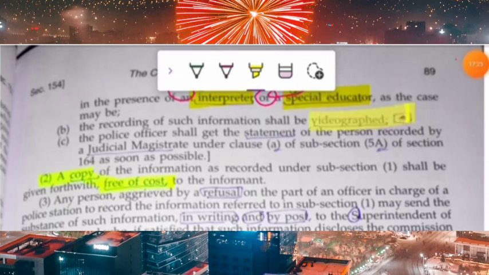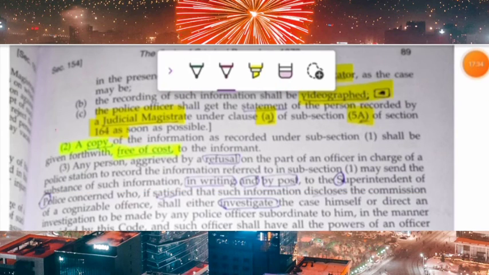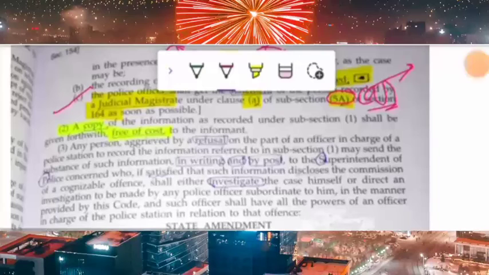And the police officer shall get the statement of the person recorded by a judicial magistrate under clause A of subsection 5A of section 164. When we read section 164, we'll discuss it. I could discuss it right now, but I'm not going to because the video is getting very long. And the copy thereof shall be given free of cost to the informant. Free of cost, no money charged.